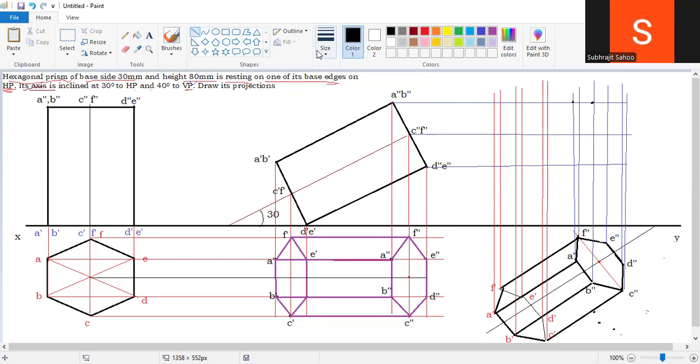What shape diagram will come here? It will come like this, but the intersection points you need to join, right? Okay, let me try this. Okay, next is B dash over. Next is C dash, C double dash. Next is D double dash. Where is D double dash? Here is D double dash, right?